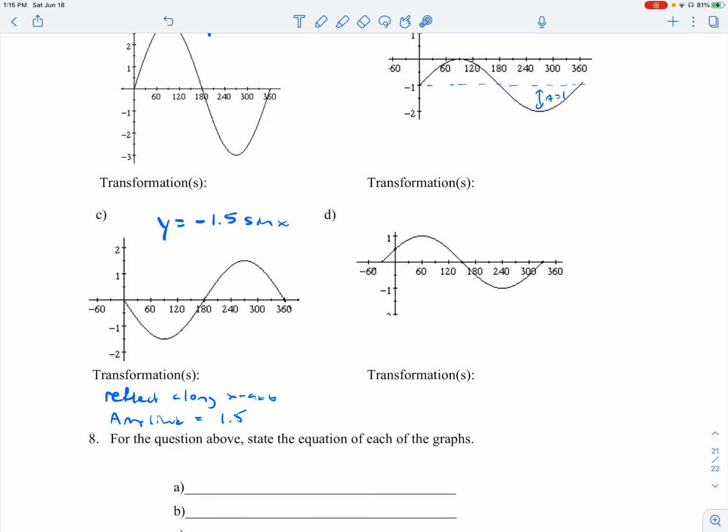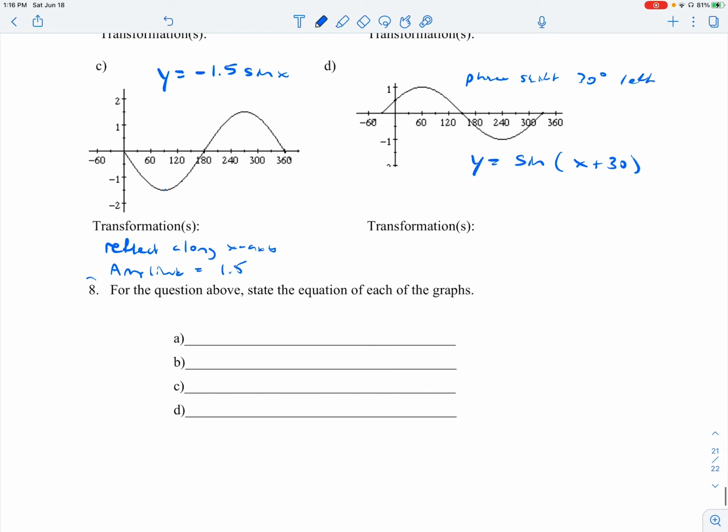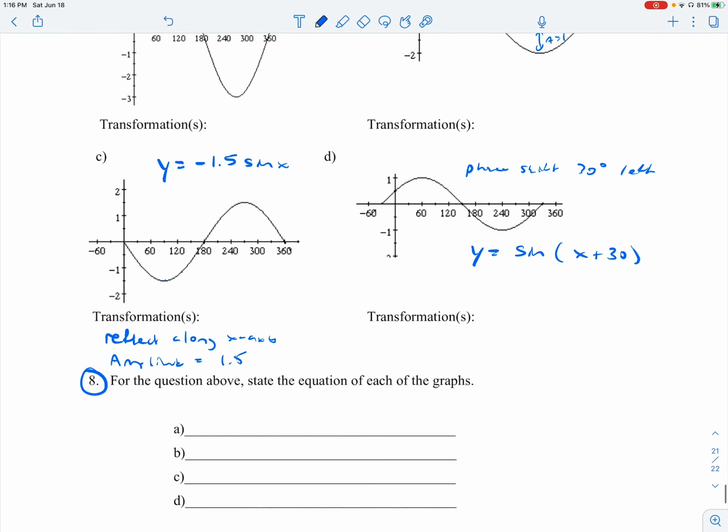Okay, and for our last one, this has a period of 360, so nothing changed horizontally as far as stretches and compressions. Amplitude is still 1, so that's good. Midline is still at 0. It looks like it's just been a phase shift. So it looks like we went half of 60 degrees, so 30 degrees to the left. That means my equation is going to look like y equals sine. If I'm going to the left, it's going to be x plus 30. Okay, and that's it. Question 8 said state the equations for each one, and I already did that above.